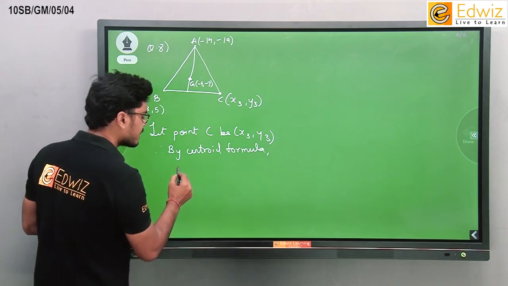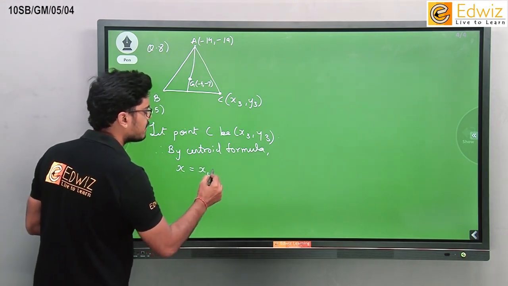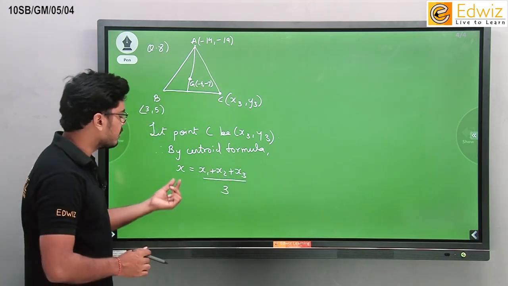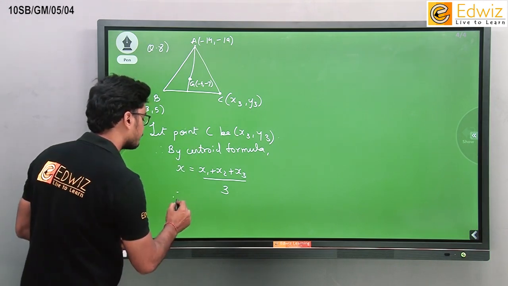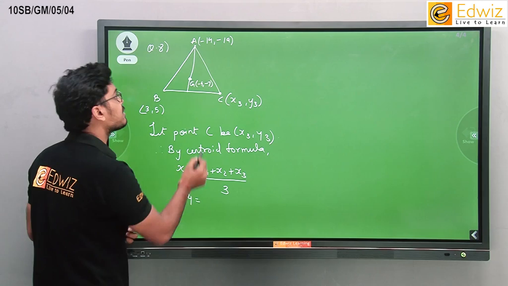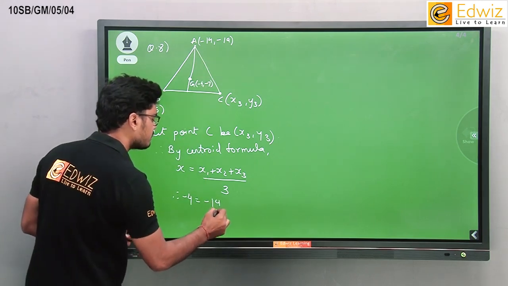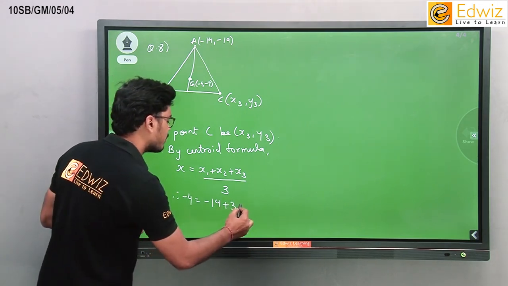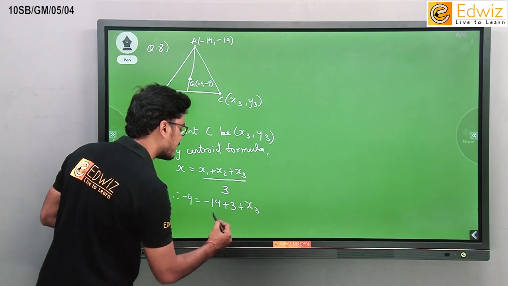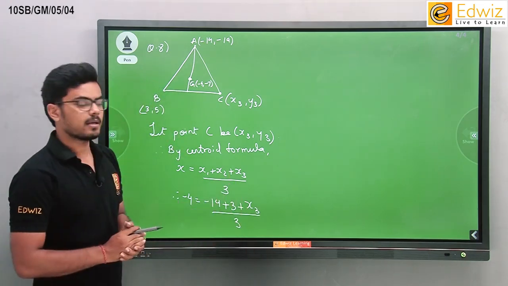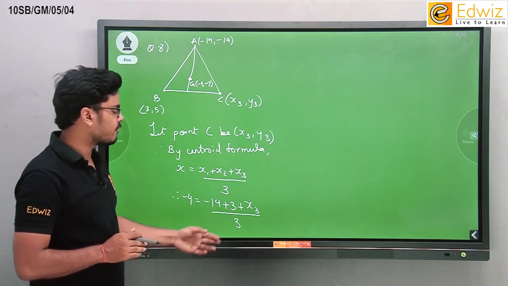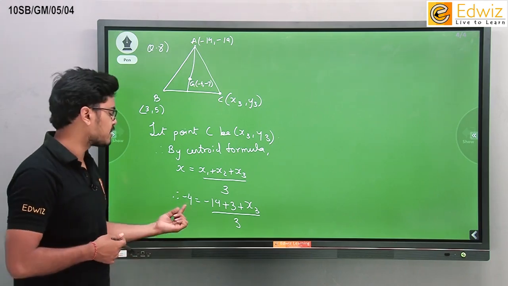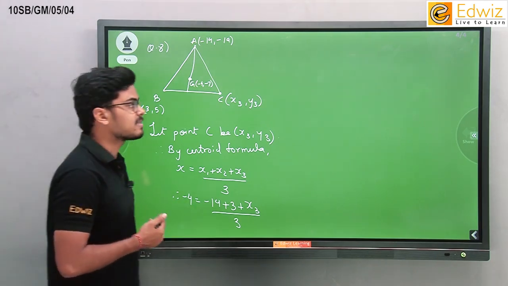we already know that the x coordinate of the centroid is equal to x1 plus x2 plus x3 divided by 3, correct. Here we know the value of x, that is minus 4. We know the value of x1, that is minus 14, plus we also know the value of x2, that is 3. What we don't know is the value of x3, so we will write it as it is divided by 3. Okay, so this is a linear equation basically where we have to find the value of x3, that's it. Okay, take this 3 on the other side, it will get multiplied with minus 4. So minus 4 into 3 will become minus 12.